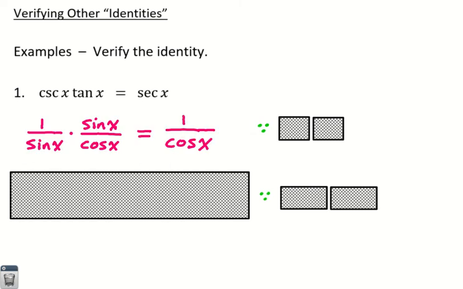I'm going to rewrite the cosecant by using a reciprocal identity. I'm going to rewrite the tangent using a quotient identity, and I'm going to rewrite the secant of x using a reciprocal identity. This is going to be a very, very common first step. Okay, it's a very common trick that we have up our sleeve. Try to rewrite everything in sines and cosines.